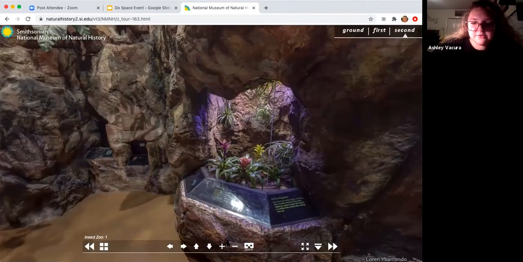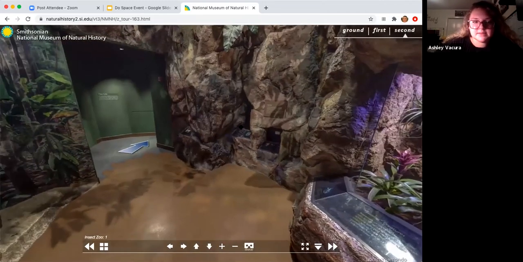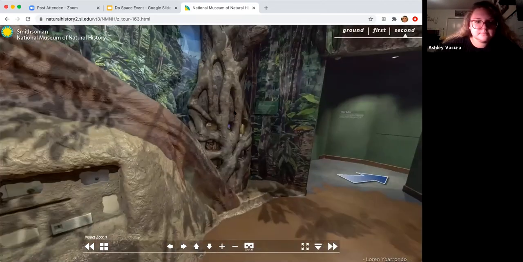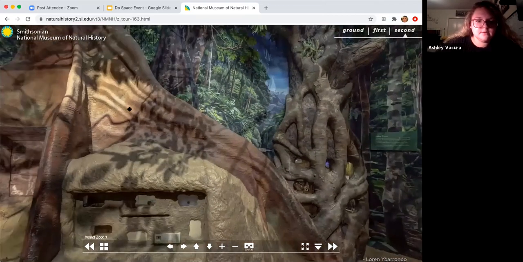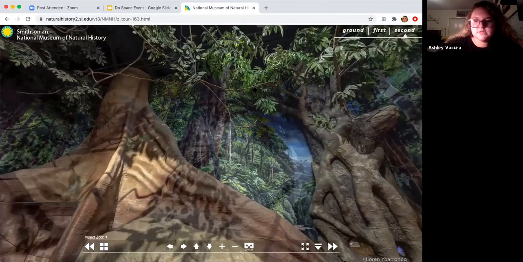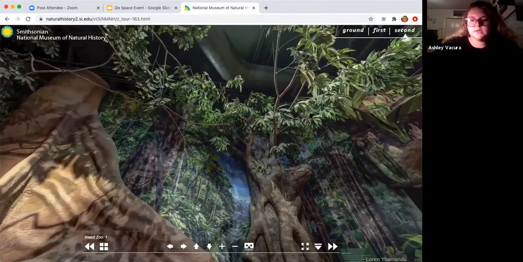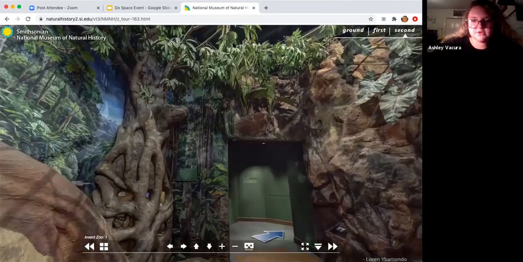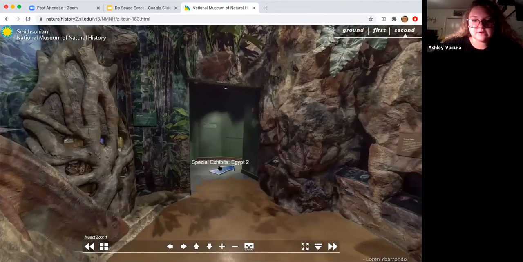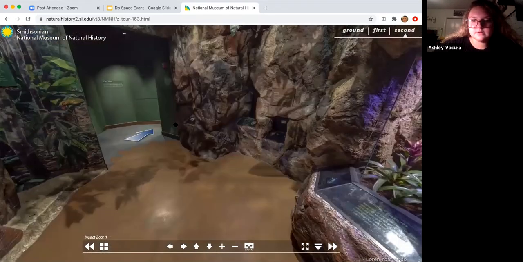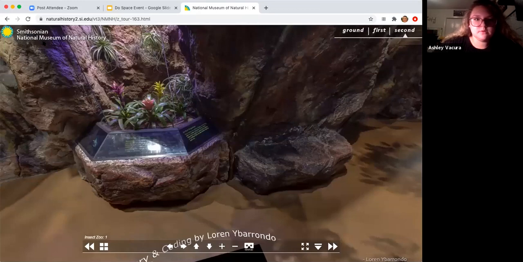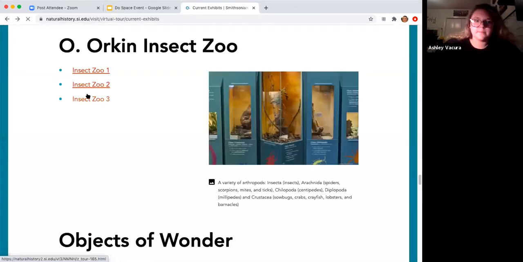I don't know if you've ever been to the zoo, but when you go into the snake or the reptile area, you kind of have to look for them because they're always hidden. It's the same idea here. There's trees with lots of leaves. This kind of looks very similar to the Henry Doorly Zoo that we have here. So we can look at some more insects.